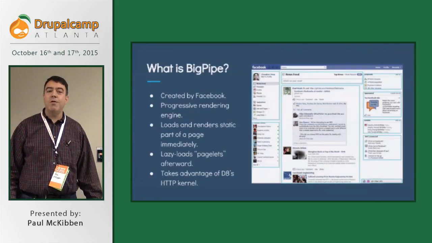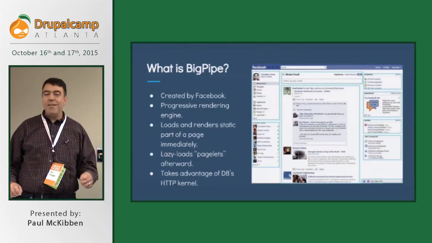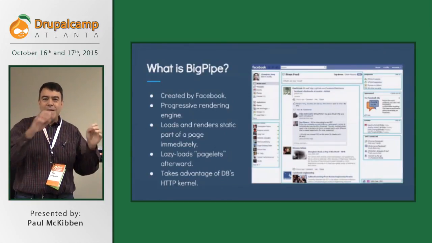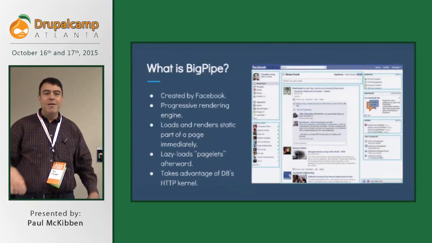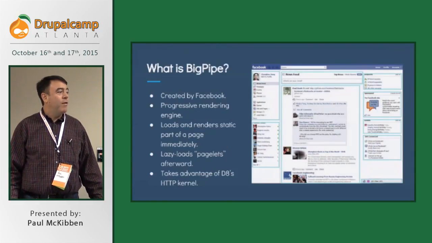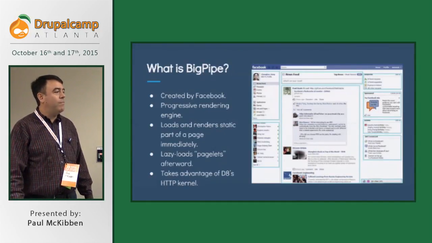How many people use Facebook? All right. You log into Facebook, you see the big blue bar, you see your profile picture, and in the content area you see these little funny gray lines for a little bit, and then all of a sudden your content appears. That's what progressive rendering is. And Drupal is starting to do more of that now. It basically lazy loads what Facebook calls pagelets into the shell of the site.